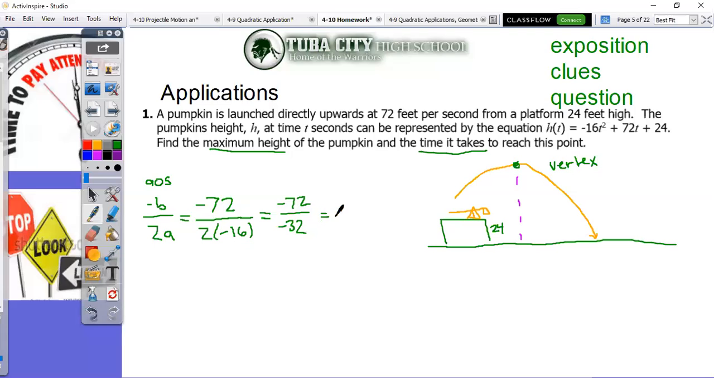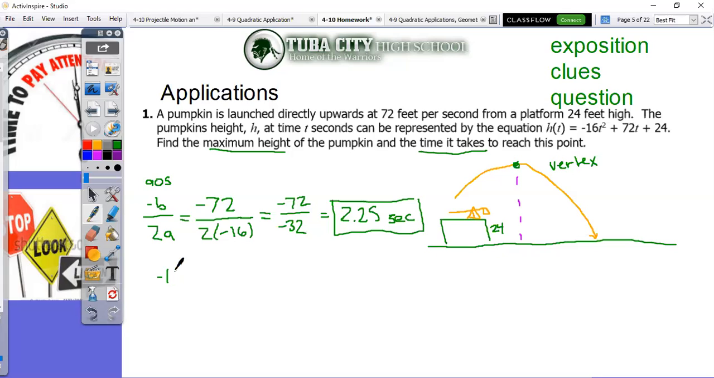So we know that the pumpkin reaches the maximum height at 2.25 seconds. And that is actually one of our answers, because it says time to reach that point. So we know it's 2.25 seconds, but we also want to find the maximum height. Where was the pumpkin at 2.25 seconds? So easily enough to figure that out, we just plug it back into the original equation.